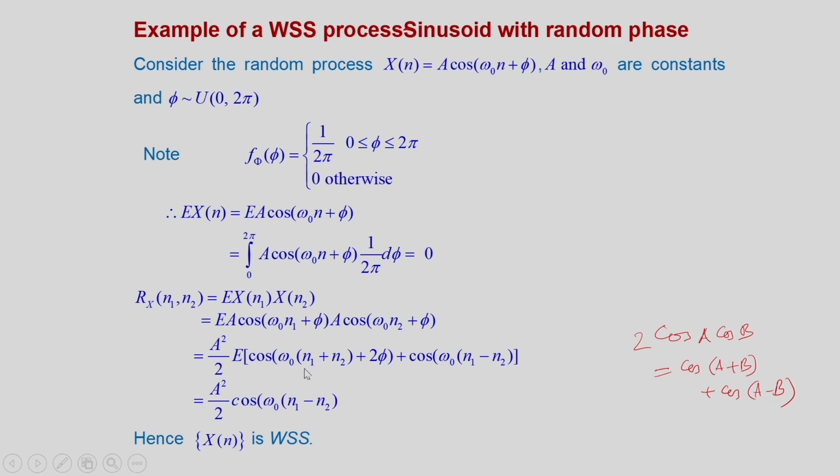Now, the first part is a cosine function. If we integrate over 0 to 2 pi, you will get 0. Therefore, the expectation of this part is 0, and the other part does not involve phi, so it is a constant. Therefore, what we get is A square by 2 into cos(omega naught (n1 minus n2)). So, what we have seen is that this autocorrelation function is a function of the time lag n1 minus n2, and its mean is constant. Therefore, xn is a WSS process.